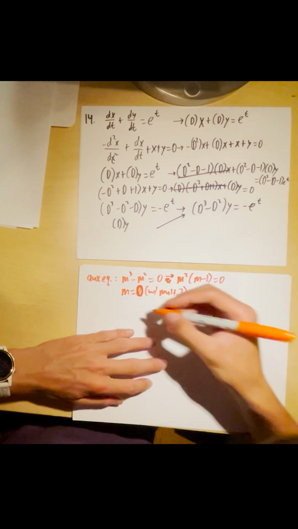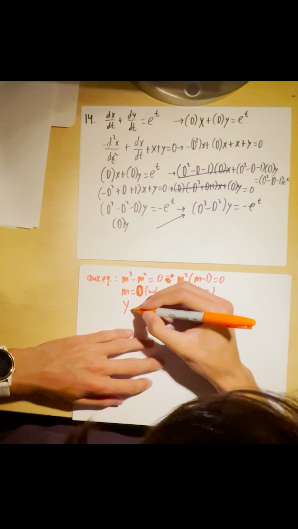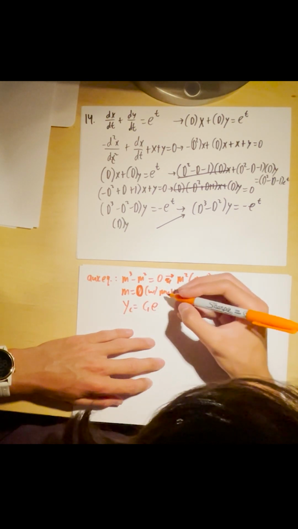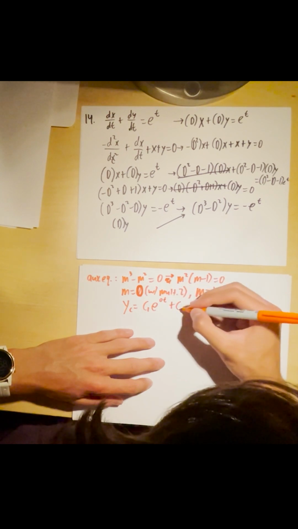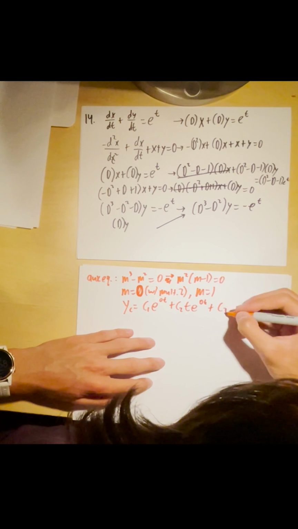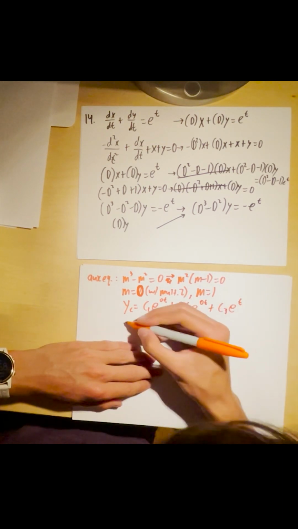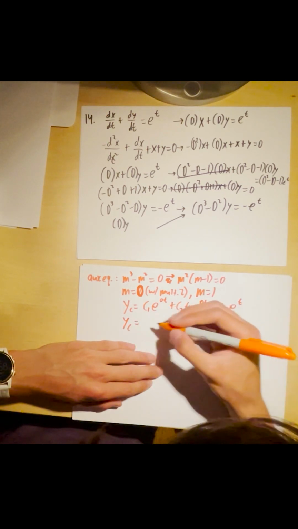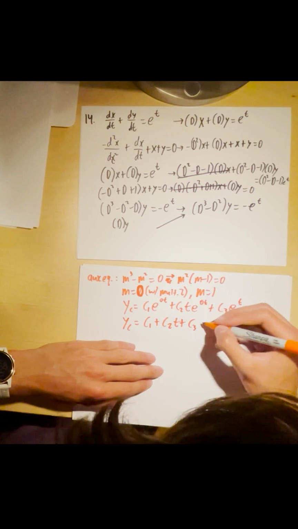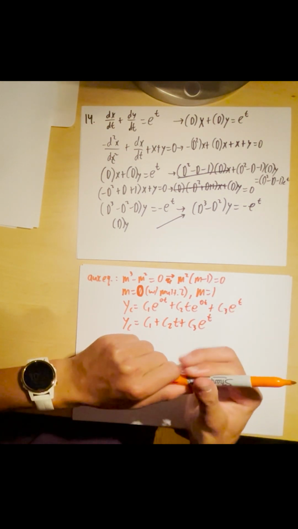that when we're constructing our complementary solution, we're going to have yc equals c1 e to the 0t plus c2 t e to the 0t plus c3 e to the t, and e to the 0t is 1. So yc equals c1 plus c2t plus c3 e to the t. There's our complementary solution for y.